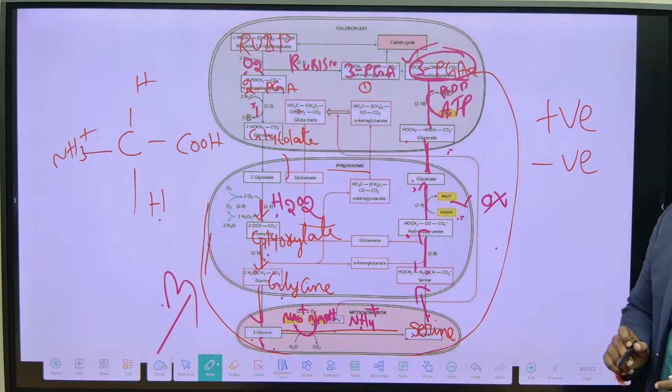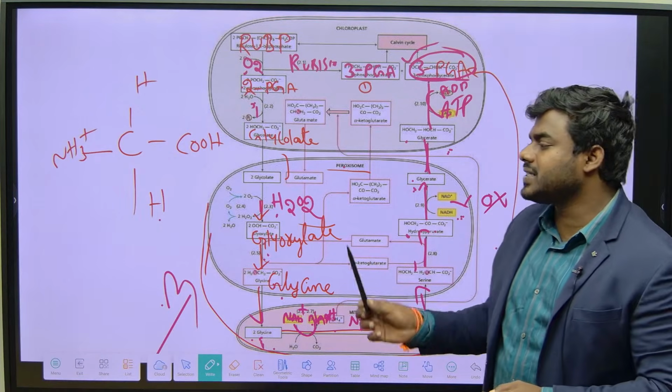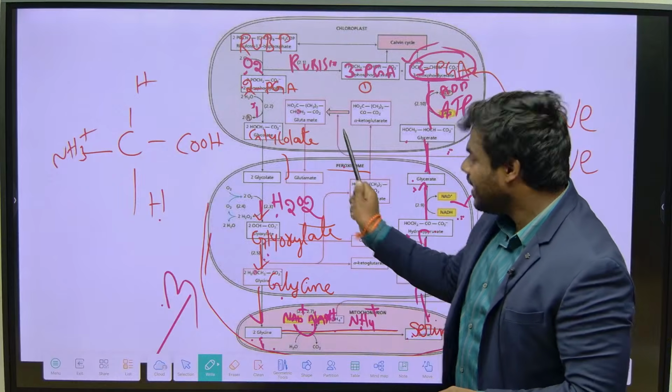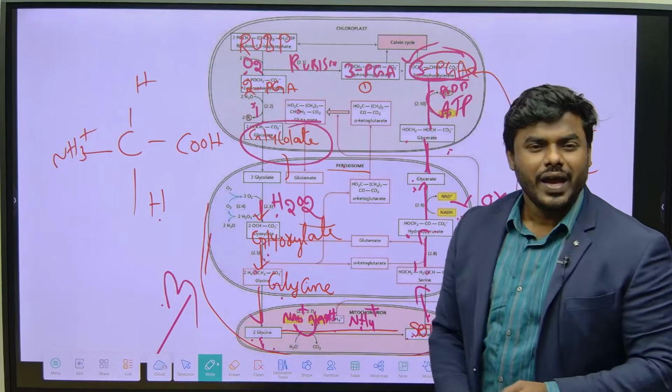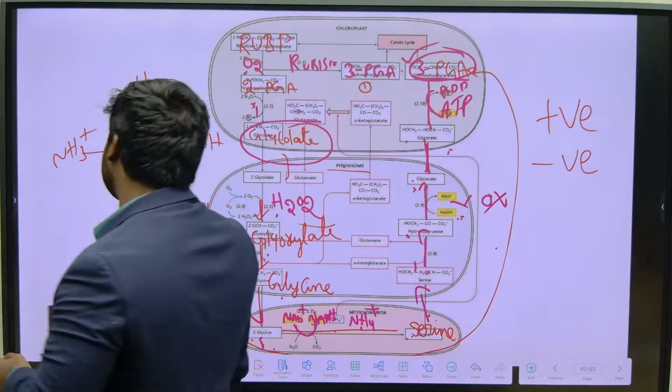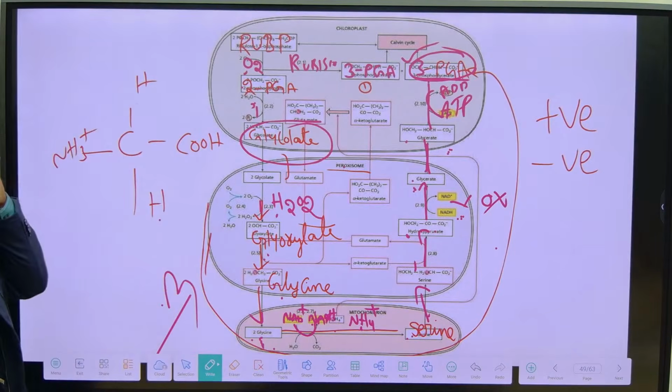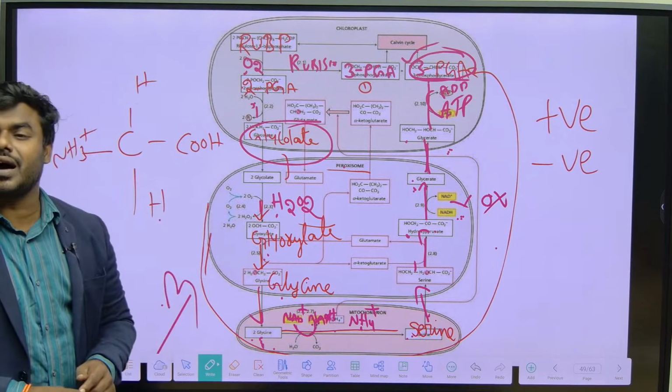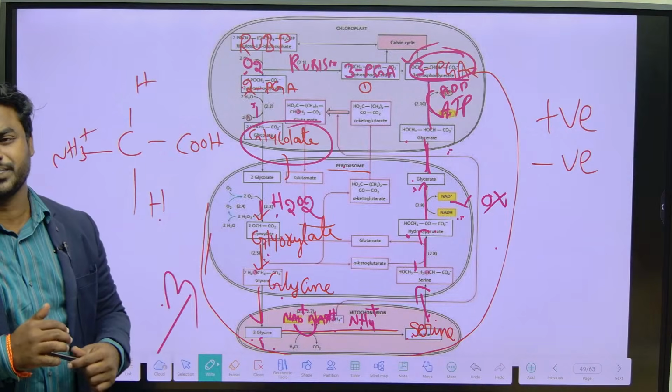Which is the first intermediate that enters into the peroxisome? What is that? Glycolate. In which of the following cell organelles of the C2 cycle does the transamination reaction occur?